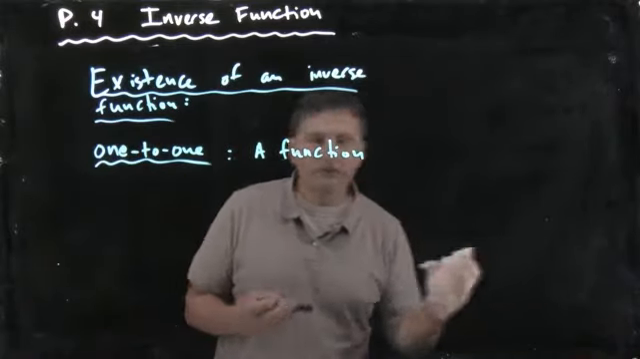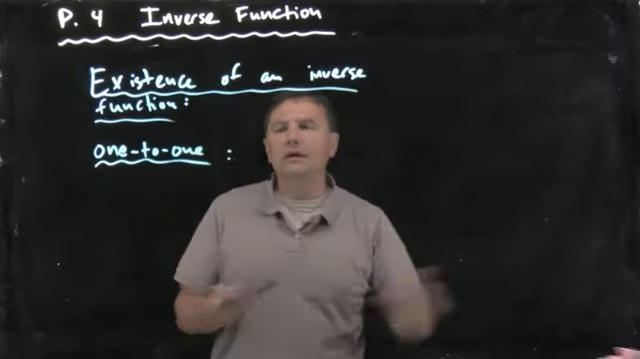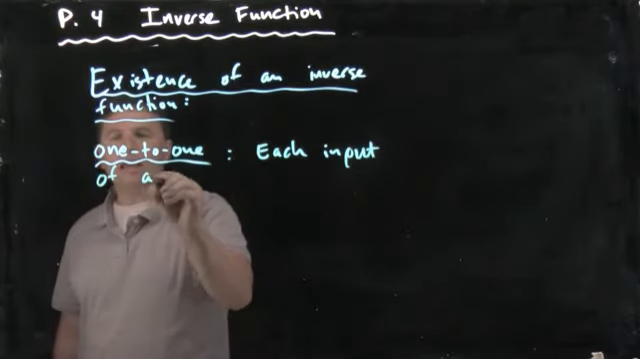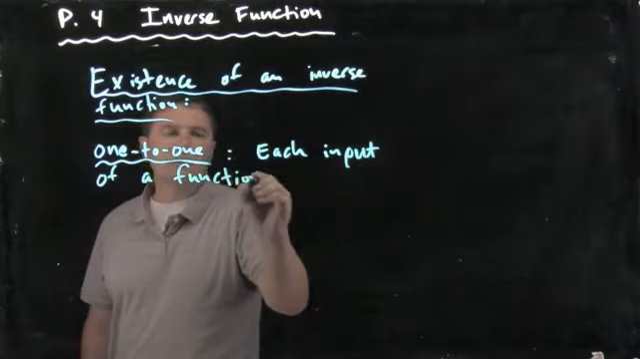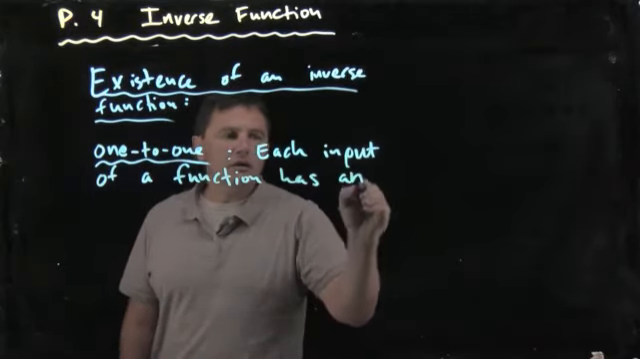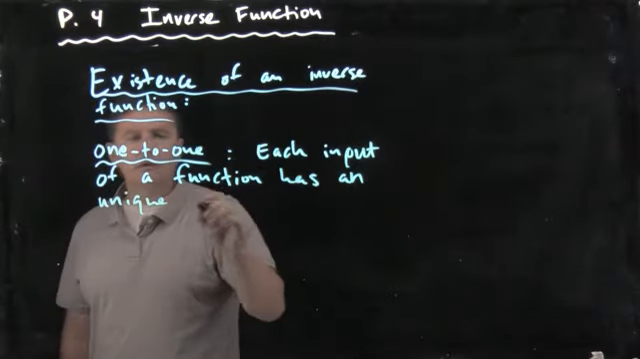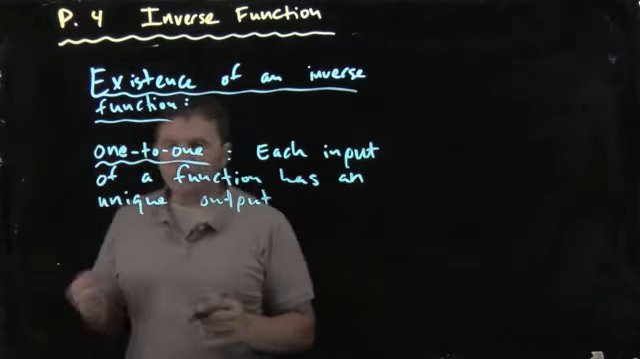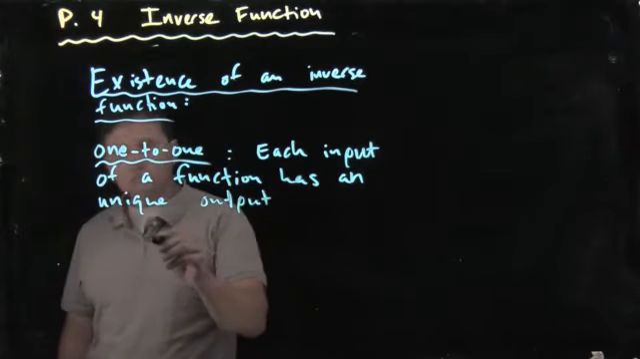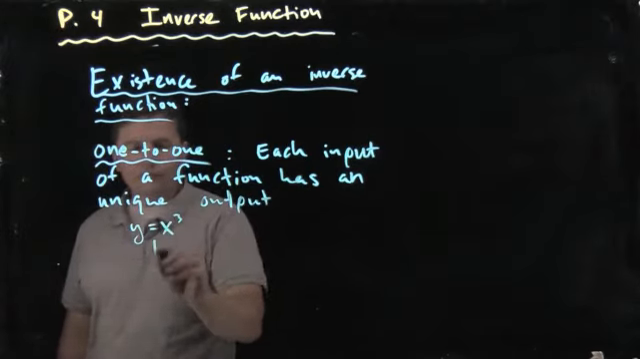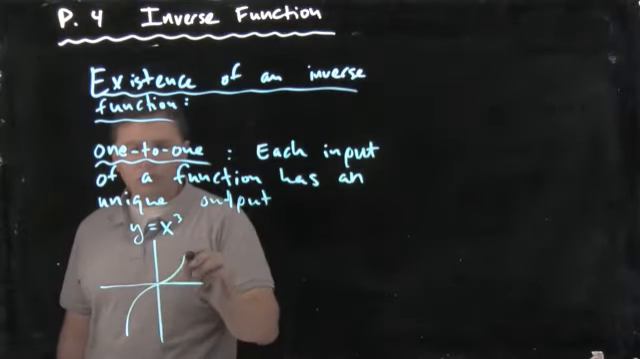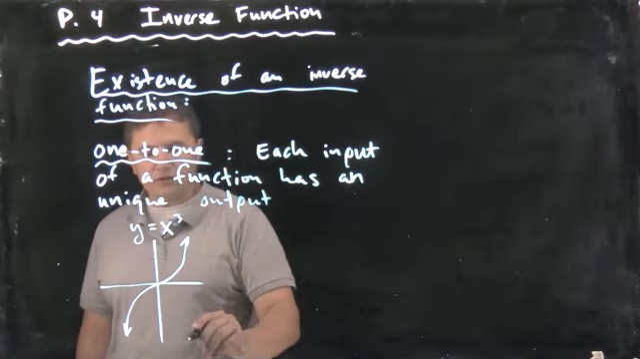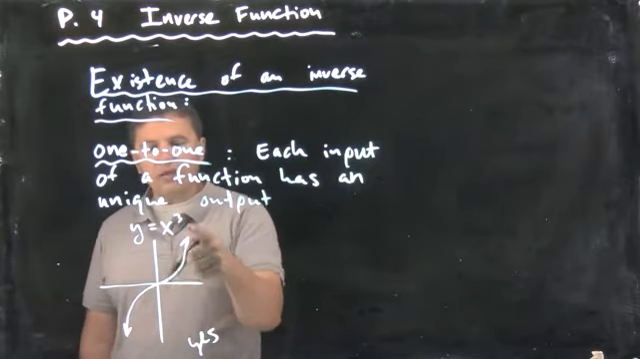Or let me rephrase this. Each input of a function has a unique output. So outputs cannot be duplicated. Okay? So what that means is, once again, let's go back to our x to the third. So let's go y equals x to the third. Okay. That is one-to-one. So this is one-to-one, x to the third, because we don't repeat any outputs.